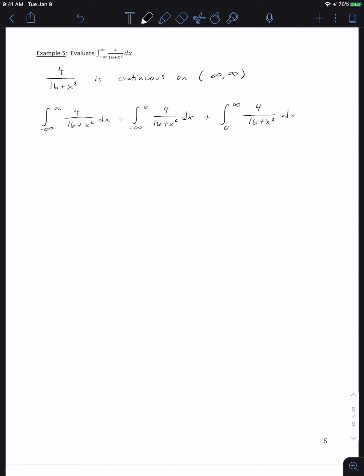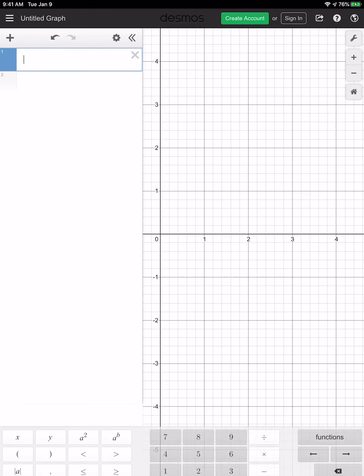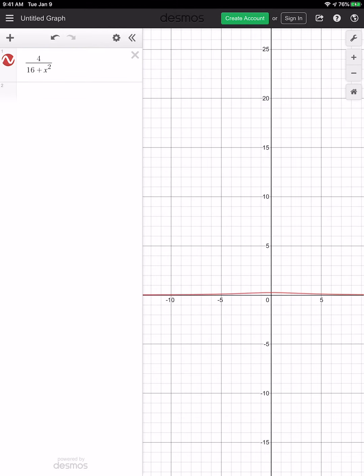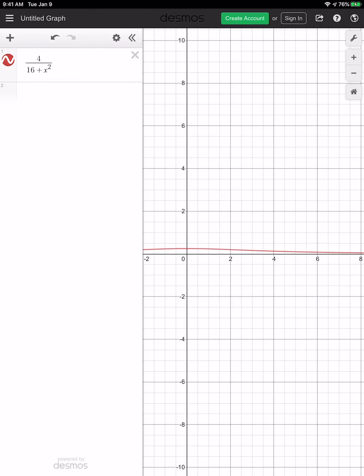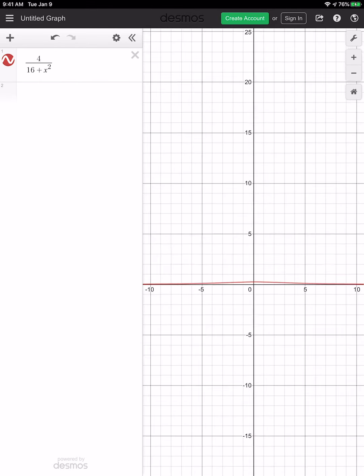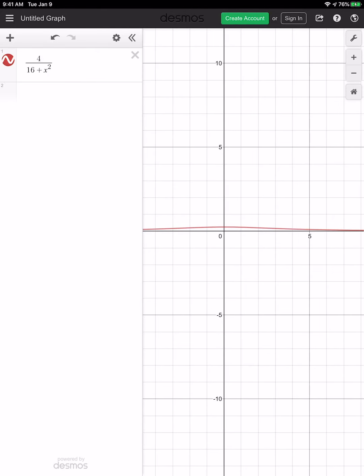So first let's look at what 4 over 16 plus x squared looks like. So 4 divided by 16 plus x squared. That looks like this graph. It has a nice little bump at 0, but it's pretty tight. And so even though we're looking at it from negative infinity to infinity, it looks like it might have a nice finite area, right? It's really close to the x-axis.